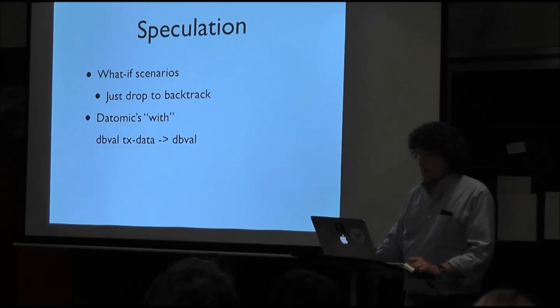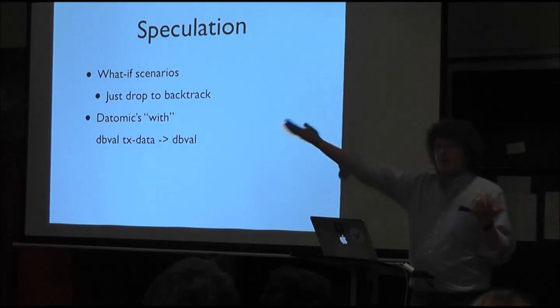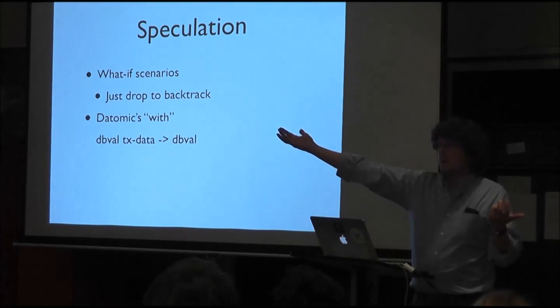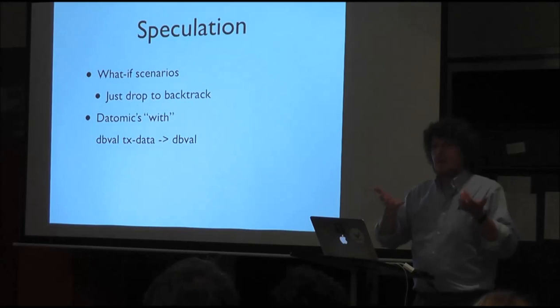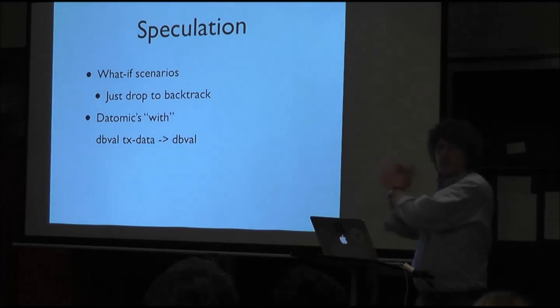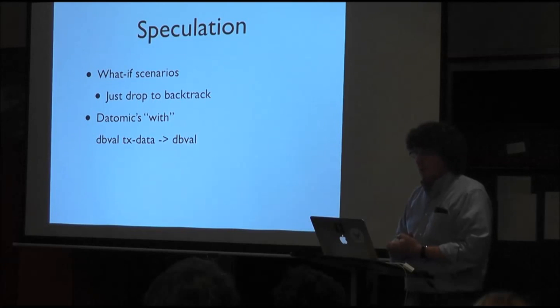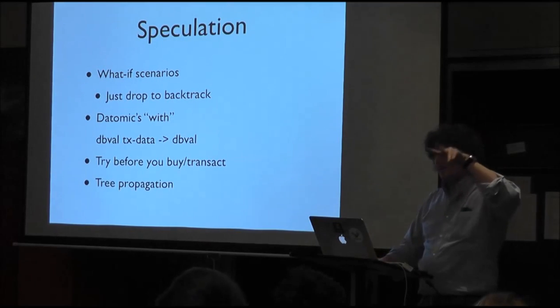Datomic has a construct called with, which takes a database value, and the data you would have sent to the process if you were going to issue a transaction. You can just send them both to this function with, and you get back the database you would have gotten if you had issued that transaction. People do this a lot and do very sophisticated things.